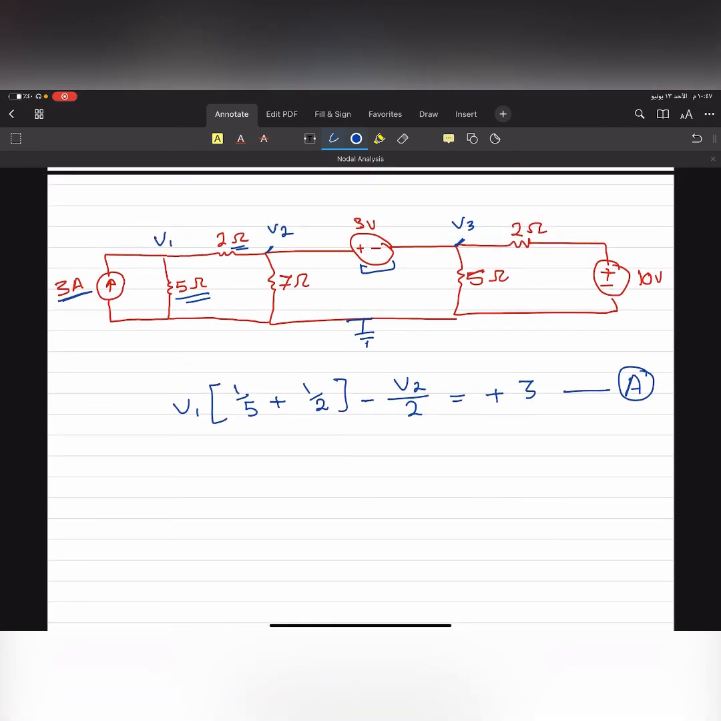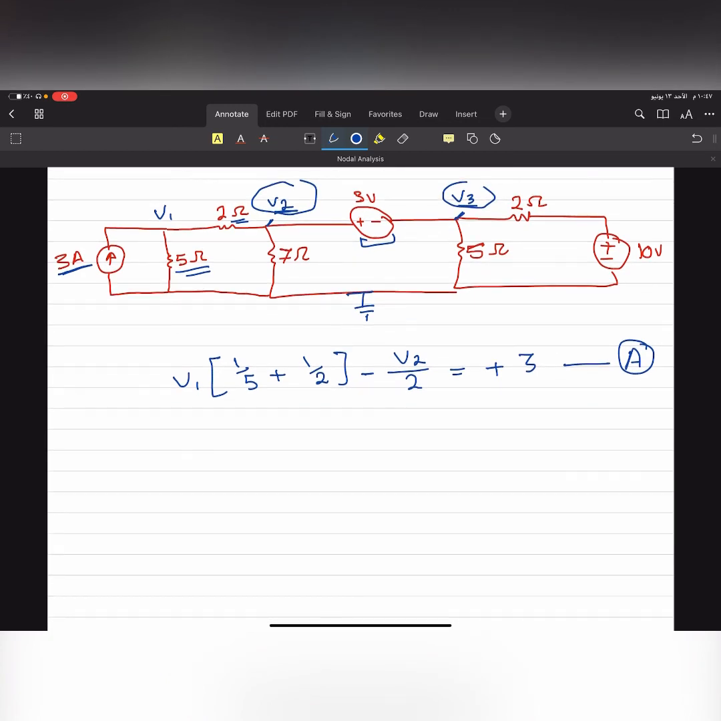Now moving on to V2. We know that directly when we start taking V2 or V3, this is a supernode, so you will take both as a supernode, okay? So we will say V2 multiplied by 1 over the summation of the resistances, so it will be 1 over 2 plus 1 over 7, minus the mutual voltage, which is V1, over the resistance between them, which is 2. That's it. Just like I told you, don't exceed the supernode.